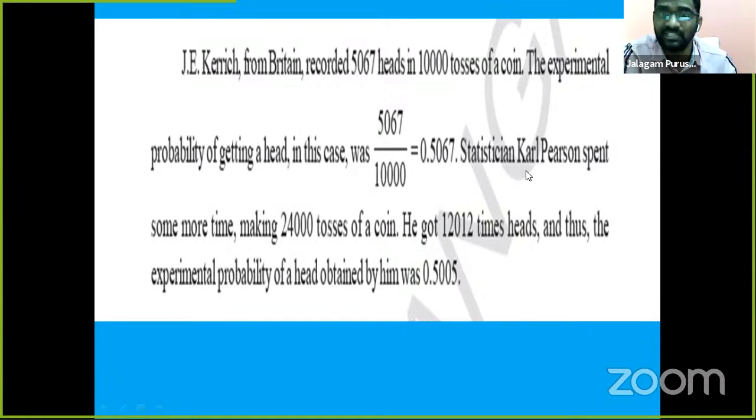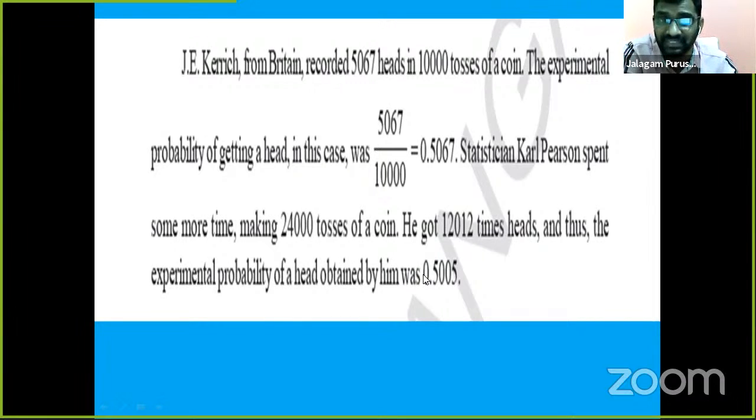So another statistician, Karl Pearson, spent some more time making 24,000 tosses. He tossed 24,000 times and got 12,012 heads. Thus, the experimental probability of a head obtained by him was 0.5005. So throughout the world, many mathematicians toss the coin in different ways.